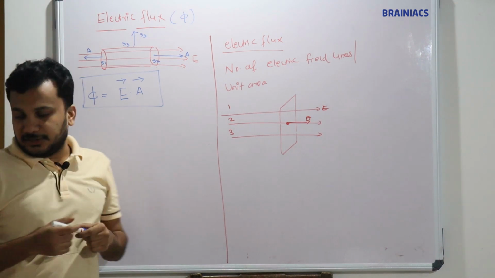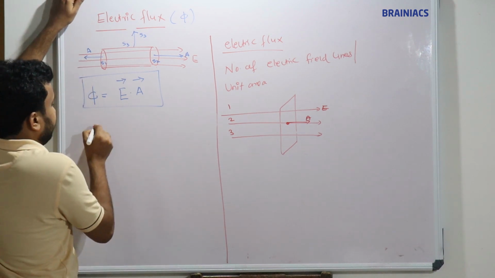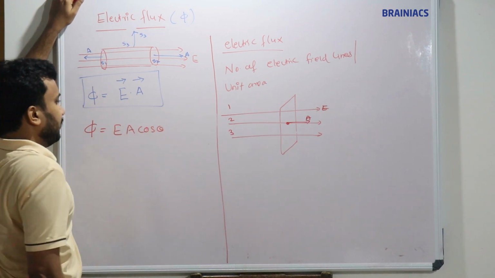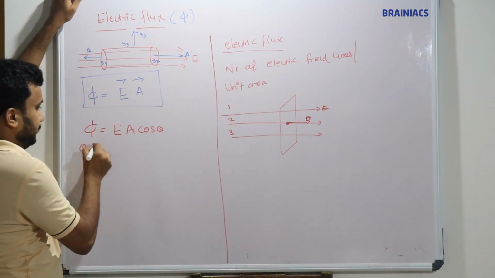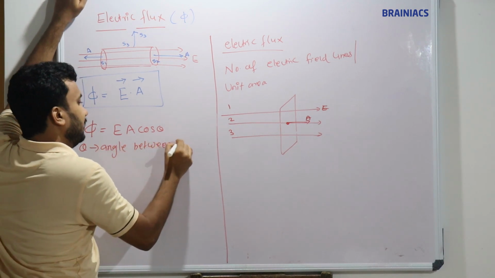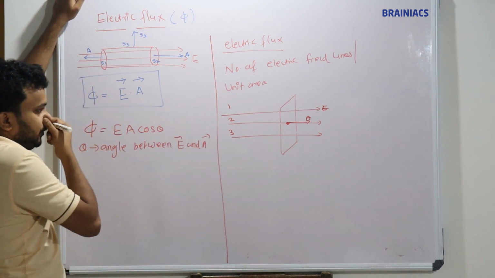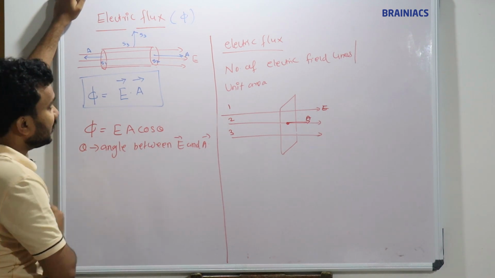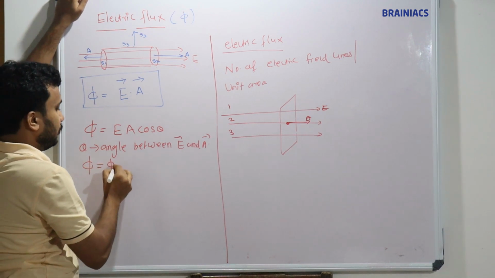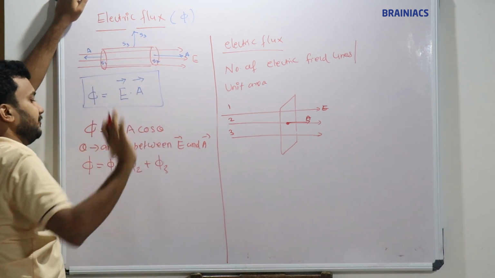If we replace the dot product, we get flux phi equal to EA cos theta. Theta is the angle between what and what? E and A. E is the electric field and A is the area vector. That angle is called theta. So we have 3 fluxes in total. I can say total flux will be equal to phi 1 plus phi 2 plus phi 3, because there are 3 surfaces, so 3 fluxes.